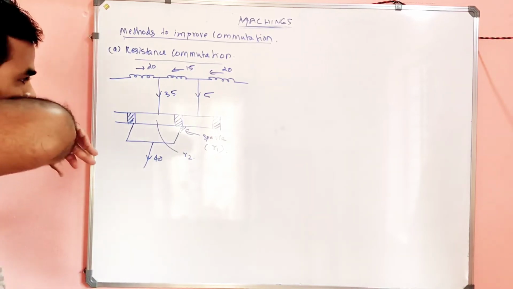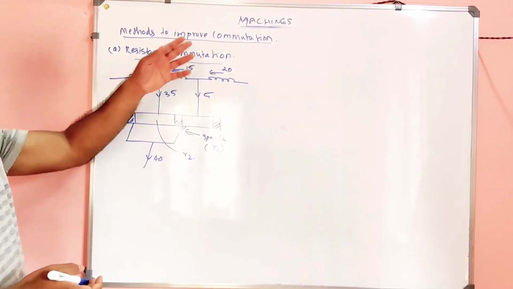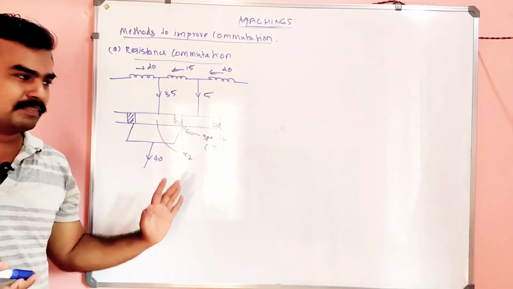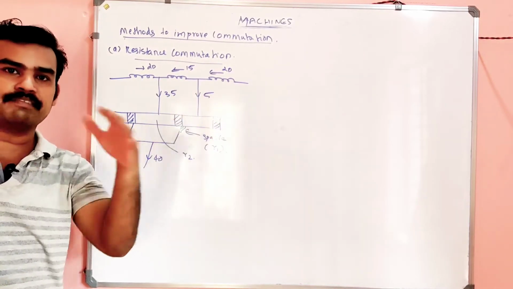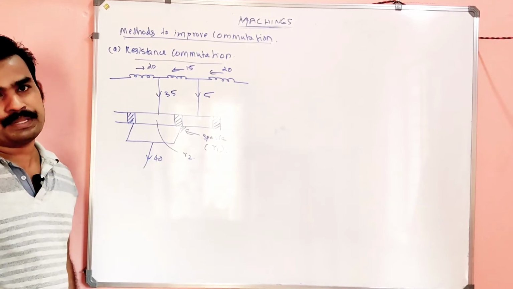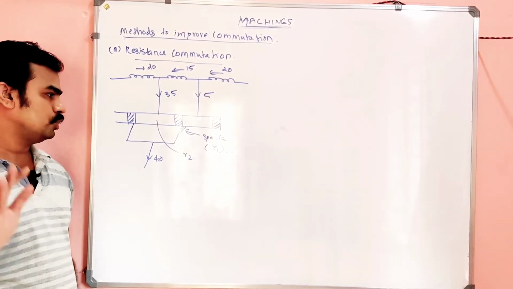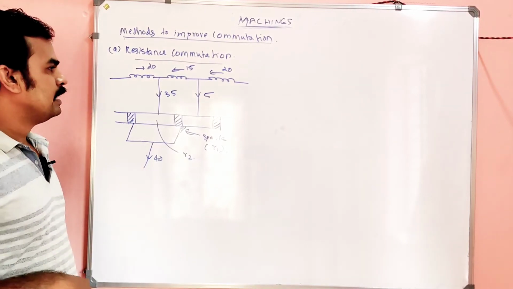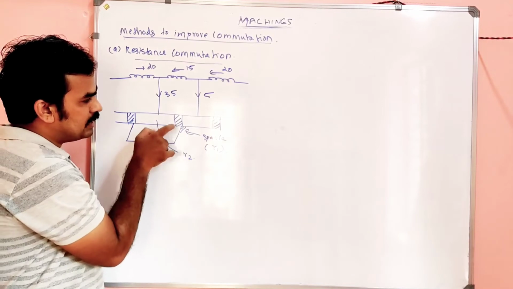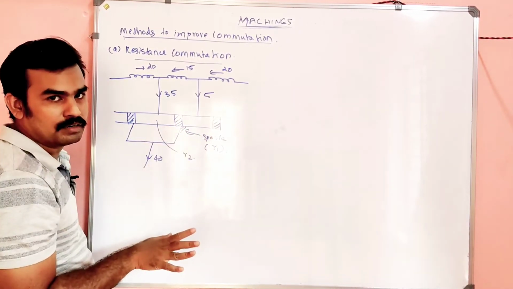See, my dears, resistance commutation means we are now going to discuss a method to improve that problem. The problem is that complete reversal is not happening, which means there is a spark. So we have to reduce that spark. The first method is this: suppose the spark resistance is R1.